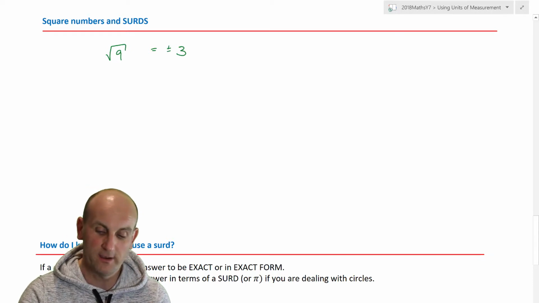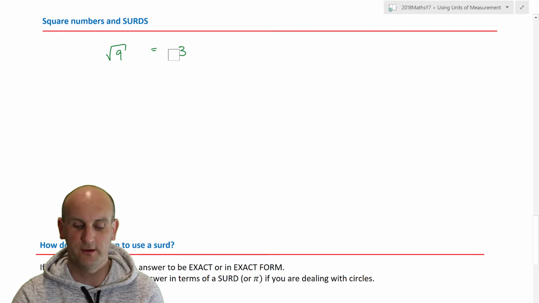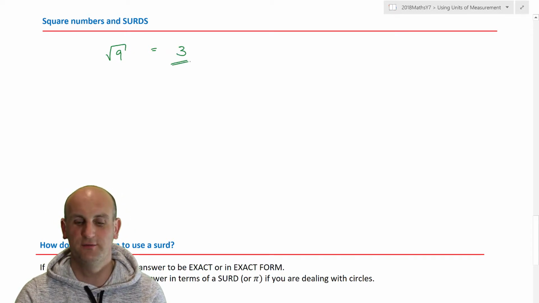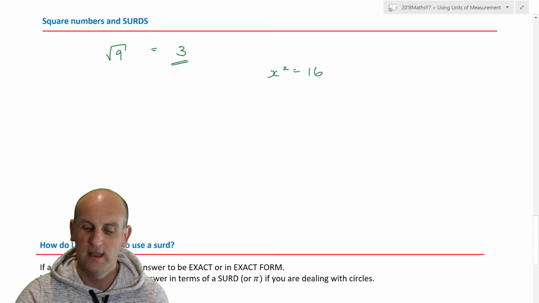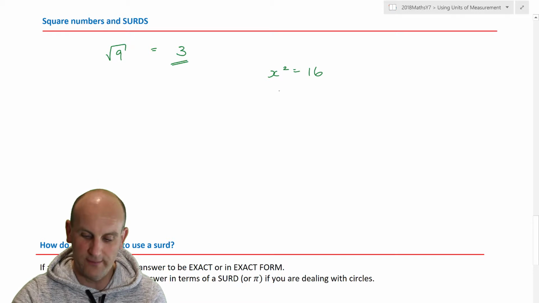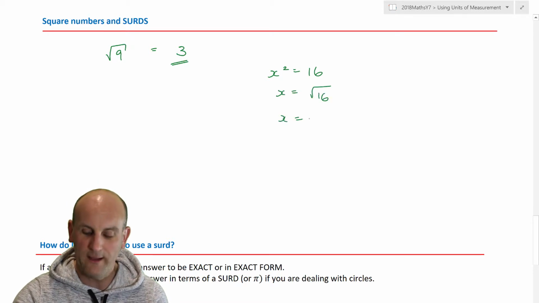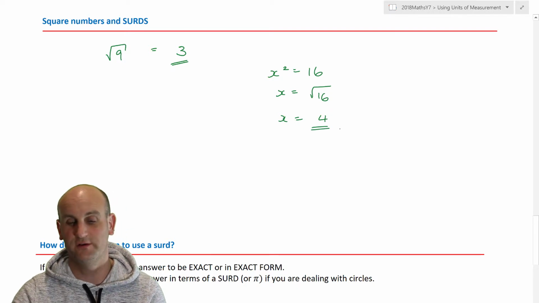It's really plus or minus 3. But again, depending on what level you're watching this at will depend on whether you put those plus or minuses in. So if I ended up with x squared equals 16, and I'd done a load of working out before that, and then I got x was equal to the square root of 16, then I would absolutely be expected to write my answer down as 4, not leave it as the root of 16.